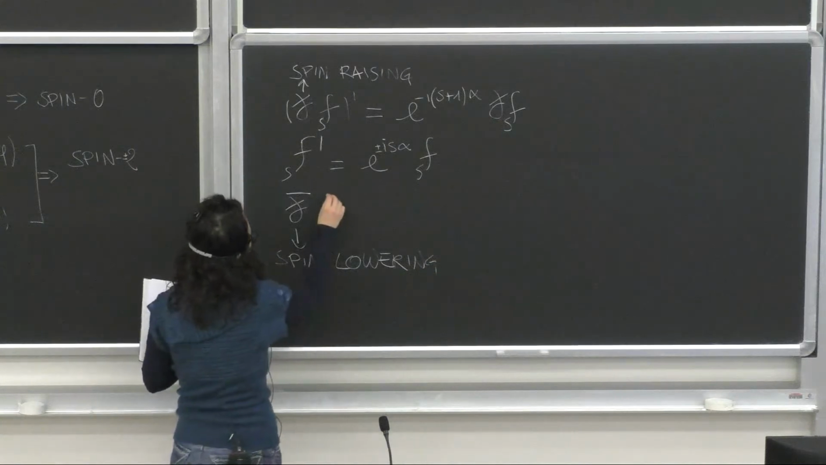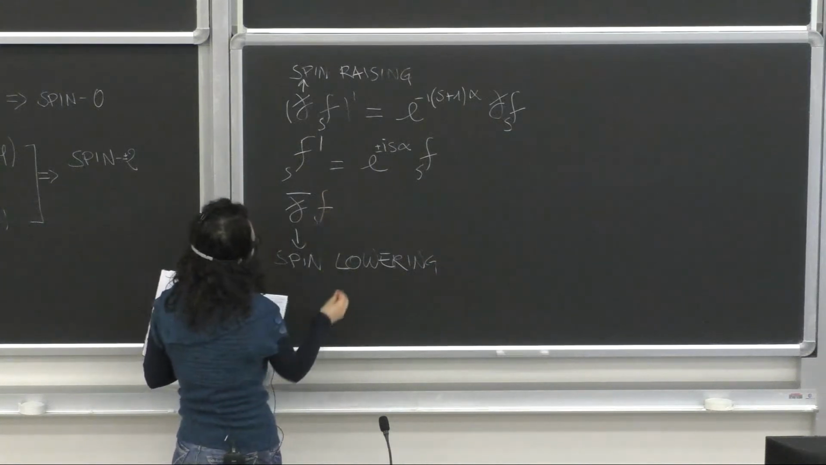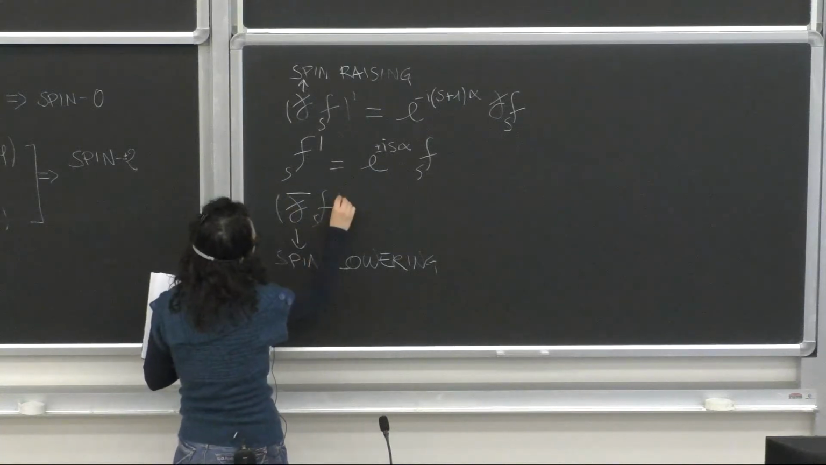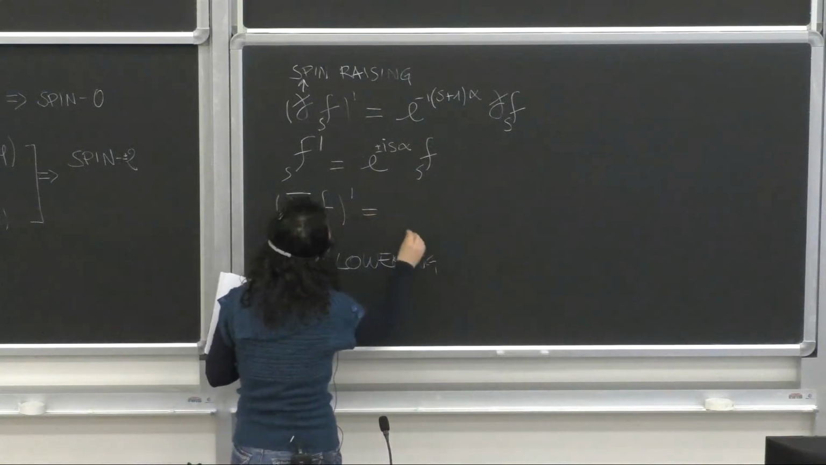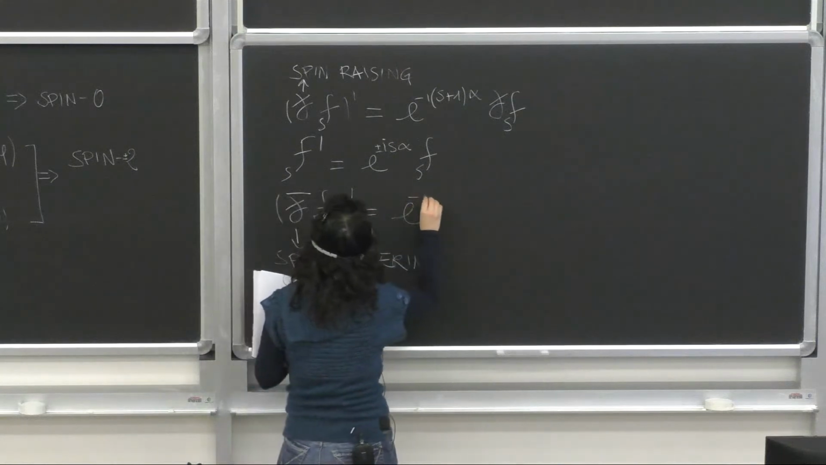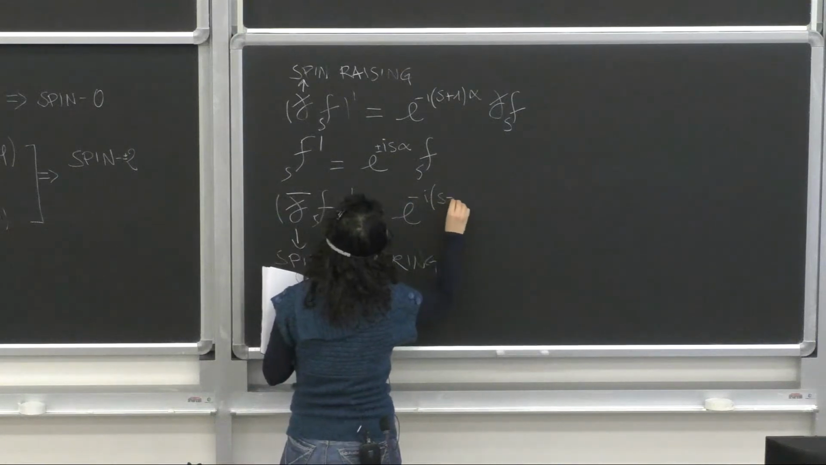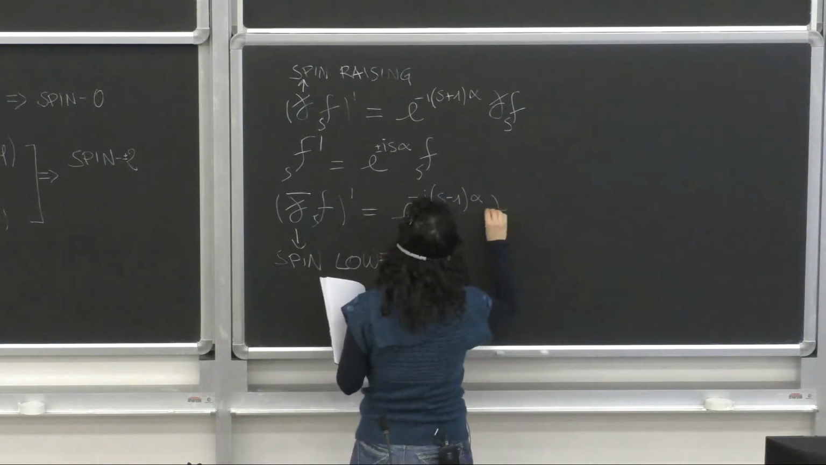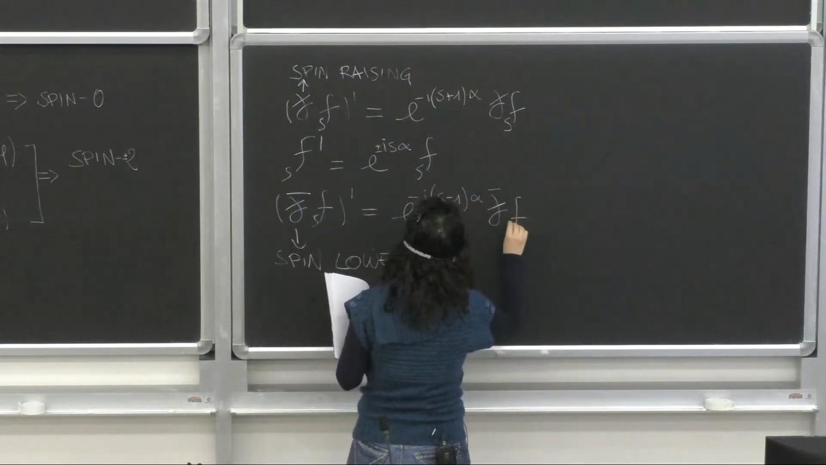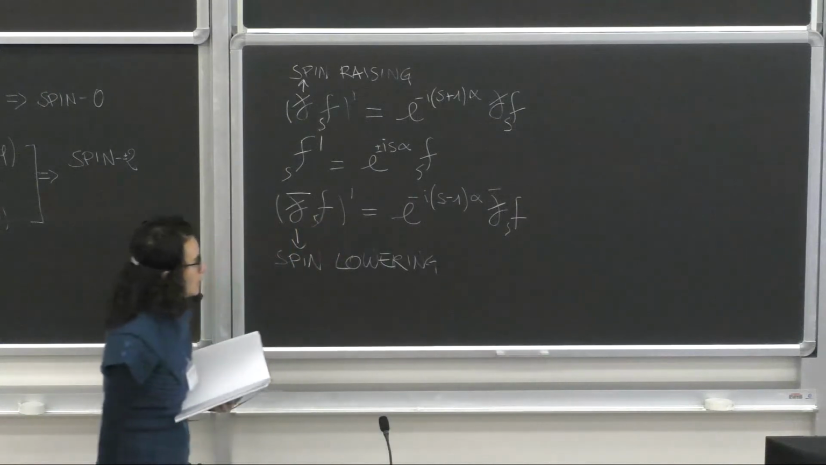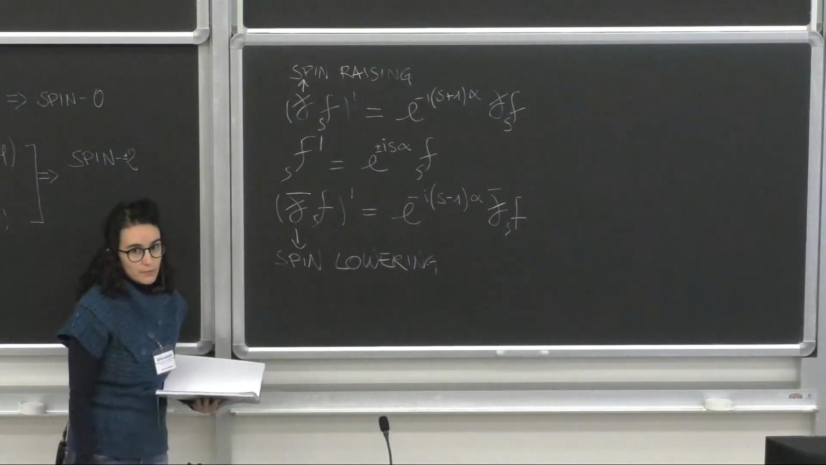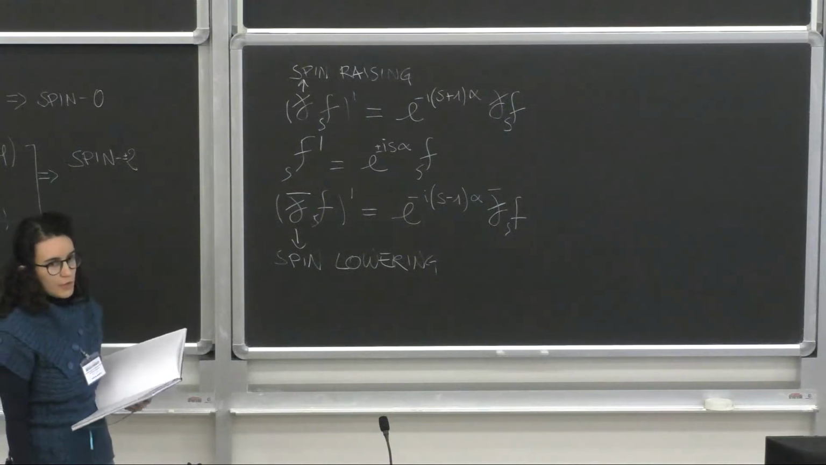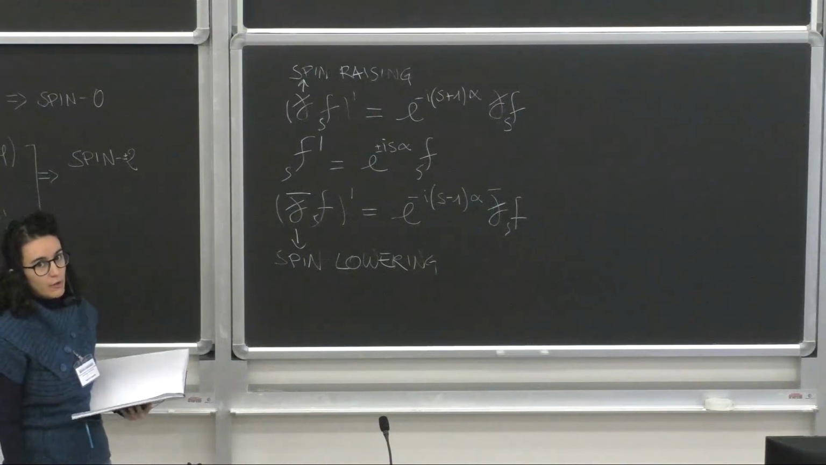And as you can easily imagine, if you apply such an operator to the same function, then this will decrease by 1 unit the spin of the function. So you can already see where we are going.